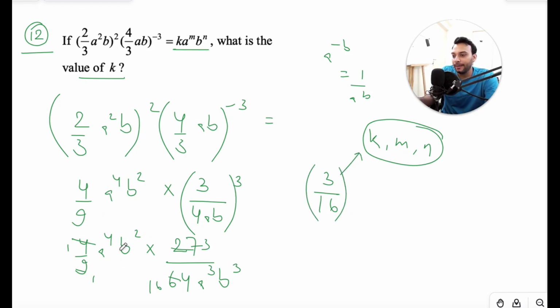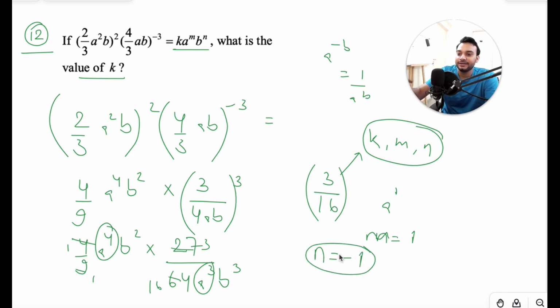Now let's find the value of m. So a raised by 4, this one, and a cube in the denominator. A raised by 4 minus 3, a raised by 1. So m is equal to 1. B squared upon b raised by 3. So b raised by 2 minus 3, b raised by negative 1, so n is equal to negative 1.